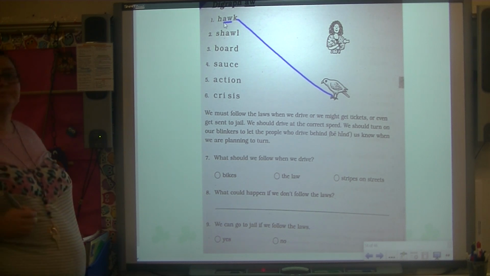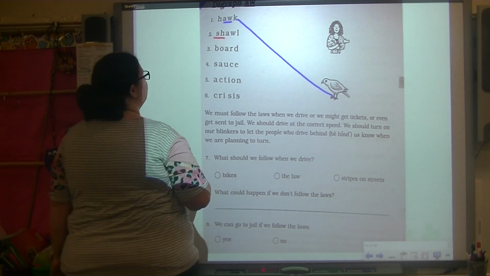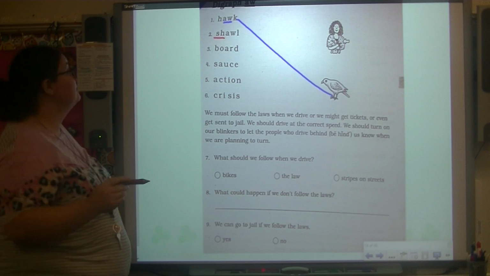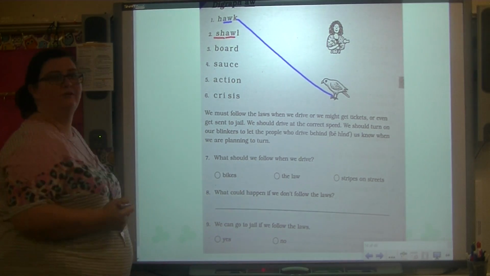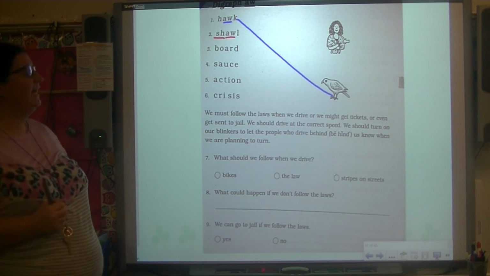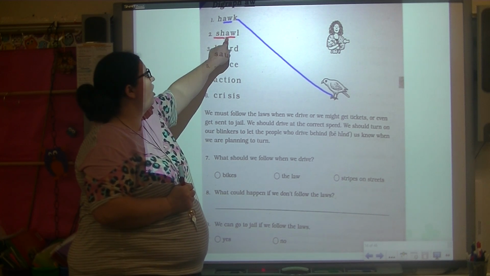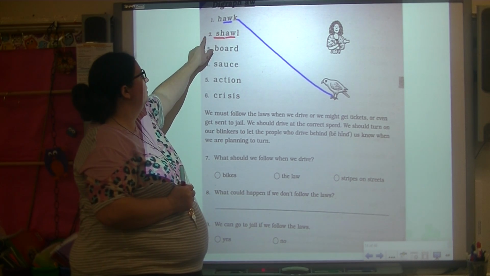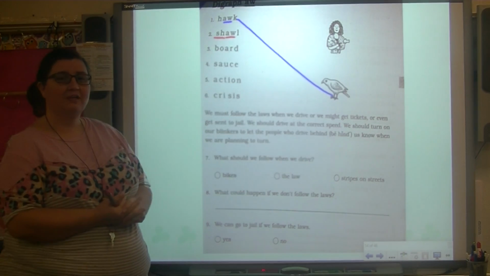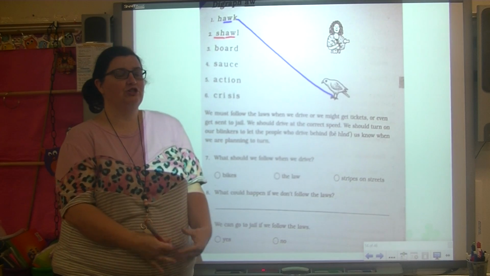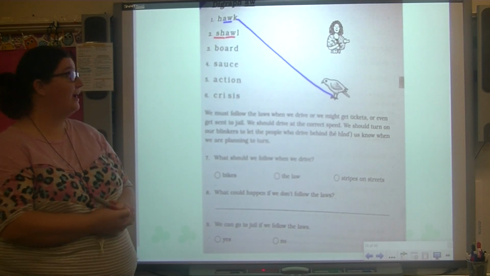Number 2. Digraph SH. What else? Digraph AW. We almost have the whole word underlined, right? Alright, now let's sound it out. Get ready? Shawl. What is a shawl? A shawl is something you wear over your shoulders. Do we see a shawl? Yes, the girl has one on.